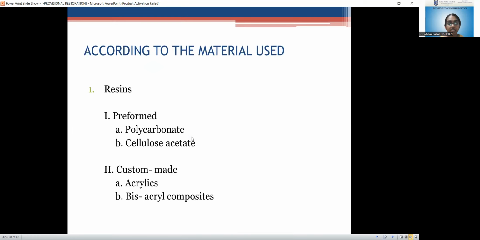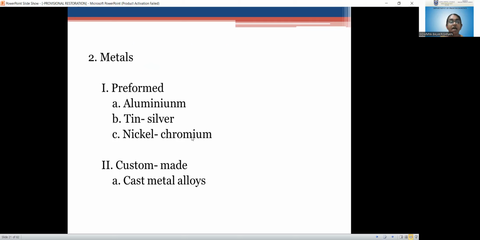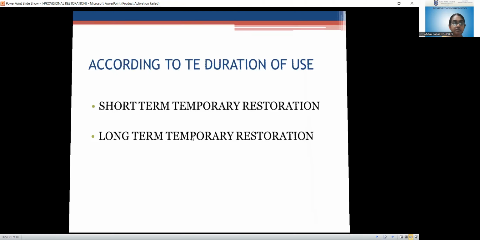According to the material used, we can classify the provisional restoration into two, that is made of resins and made of metals. Resins are again classified into preformed and custom made. In preformed, we have polycarbonate and cellulose acetate. In custom made, acrylic and bisacryl composite. Coming to the metals, the preformed are aluminum, tin, silver, nickel, chromium. Custom made means cast metal alloys.